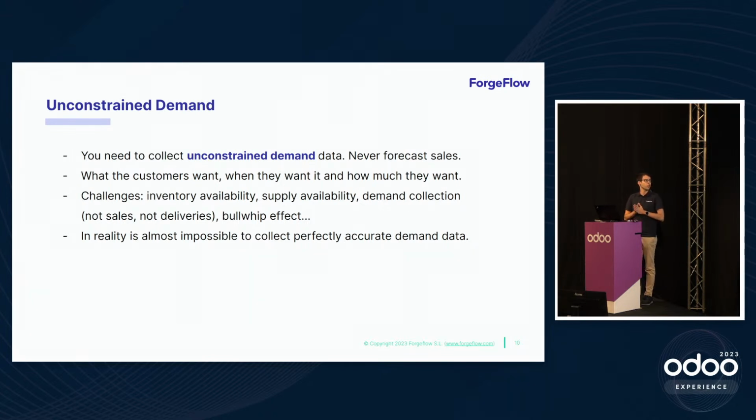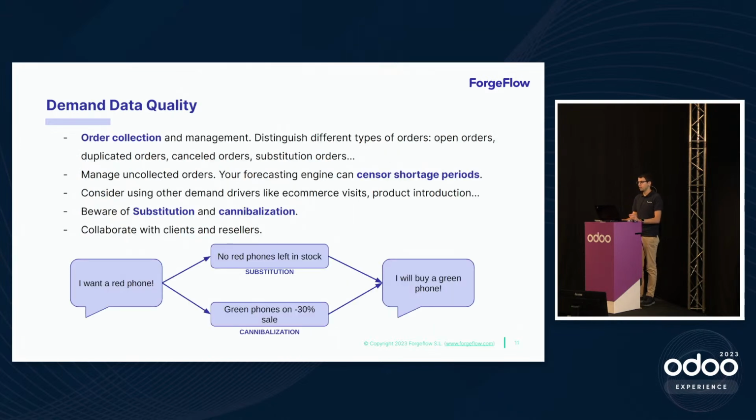shortages. Demand collection is not really easy, because this is not sales, this is not deliveries, obviously this is not invoices. Also the bullwhip effect, if you are a manufacturing firm, can be a problem. As you are upstream in the supply chain, you get more consolidated demand in buckets, and it's a bit of a distortion. And at the end of the day, it's almost impossible to have the exact demand measured, but we can at least give some advice.